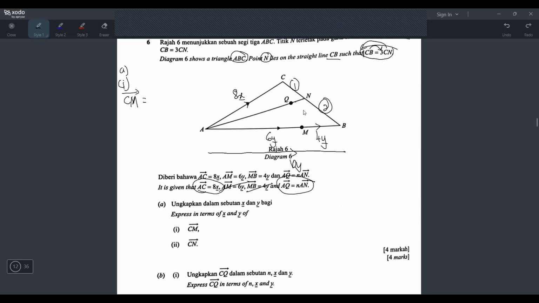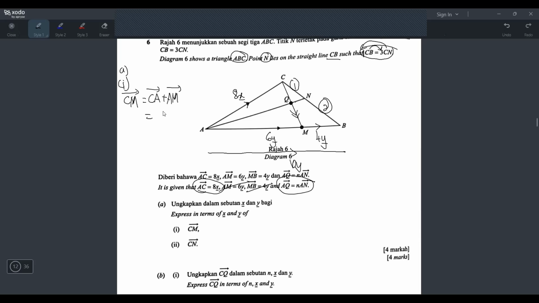CM vector. So what is the vector C to M? Okay, I will draw a line C to M. They never draw me the line, but I draw it myself. So this vector is the vector I want to find. Very easy. Just do CA plus AM. If you go CB plus BM also can, you will get the same answer. But you have to find the CB vector if you want to do it like this. If you go CA, AM, it's much easier actually, because CA and AM vectors are already given.